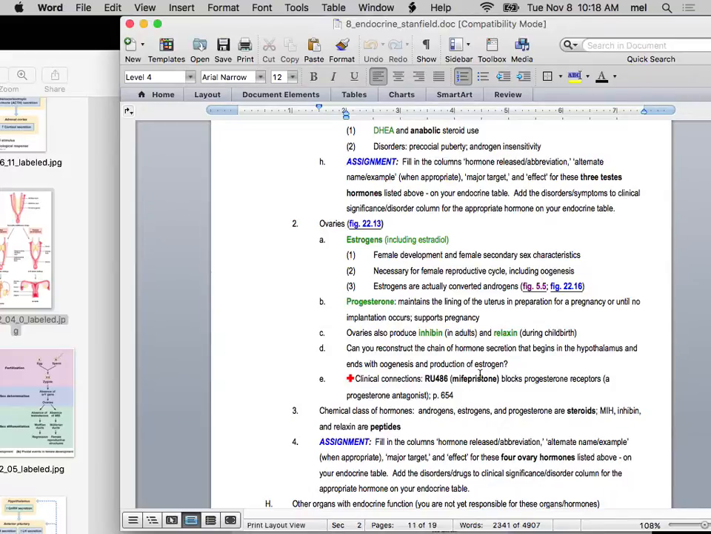Progesterone is lipid soluble, as is estrogen. They both feed back on the brain, and a lot of women have some impacts associated with estrogen and progesterone. Does that make sense to you guys? So that's sort of progesterone's big picture understanding. We're going to come back to progesterone when we talk about the morning after pill. So it maintains the lining of the uterus in preparation for pregnancy or until no implantation occurs.